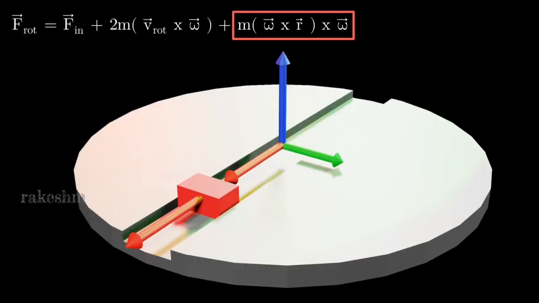Next, let us move forward to understand this force. So omega bar cross r bar. Omega is the angular velocity vector.